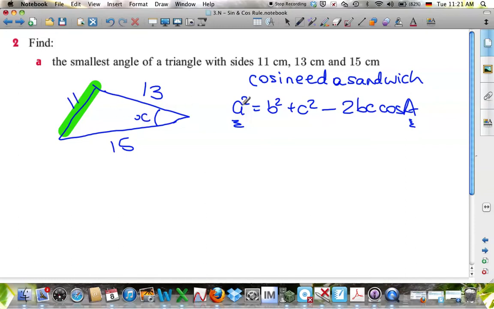Now just be very careful with what you put in where. A is a side. It's lowercase, so it's a side. So that will be 11. So 11 squared equals those two squared, minus 2 times 13 times 15, so the other two sides squared, times cos of the angle that is sandwiched in between, which is x.